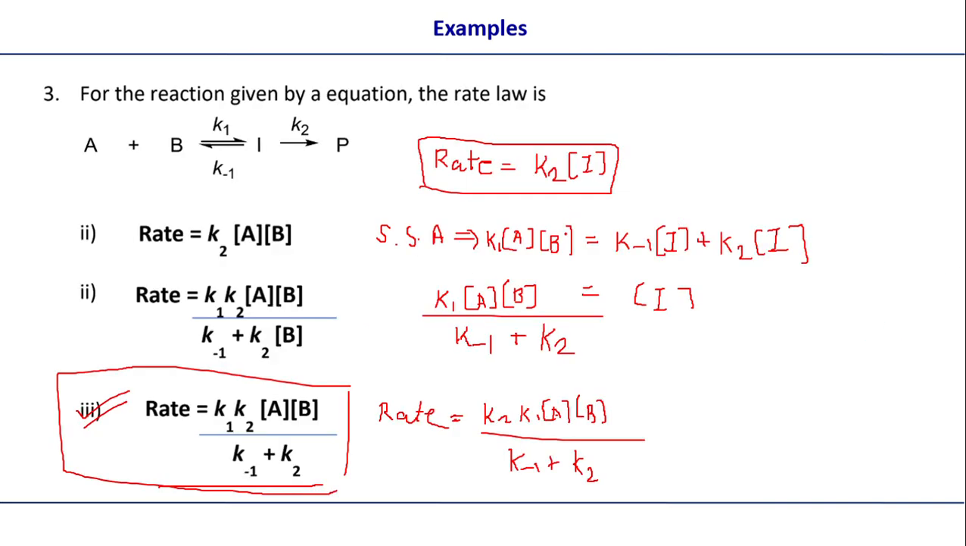Then we have discussed the reaction rate law equation. For the given reaction, for the rate law equation, we found that the rate is equal to K2 times the concentration of I. I have already told you, whenever you get any reaction, please write the rate equation in terms of product first, then substitute the value of I by the steady state approximation. So I did the derivation, and we observe that the rate equation is equal to K2 K1 AB divided by K minus 1 plus K2, which is option number 3. Okay, the correct option is 3.